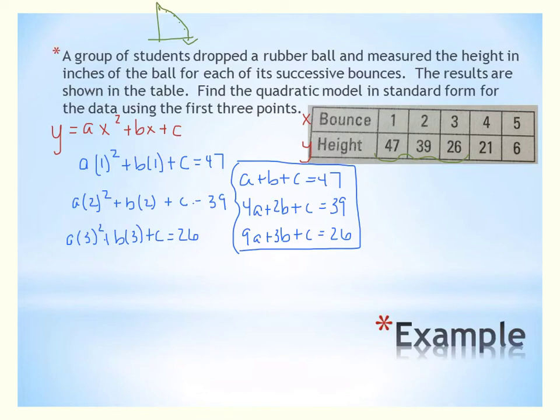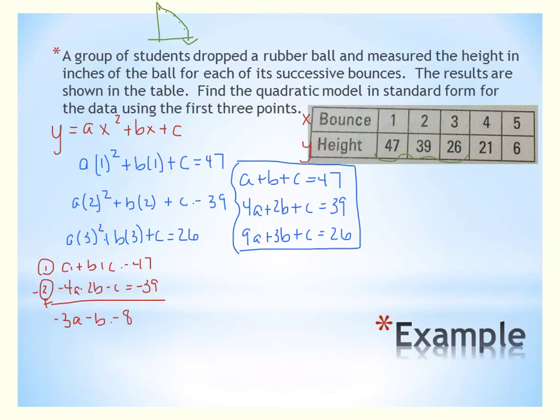So I'm just going to go ahead and use elimination, and I'm going to eliminate c's. That looks to be the easiest. So I'm going to multiply equation 2 by negative 1. So this is a plus b plus c equals 47, and negative 4a minus 2b minus c equals negative 39. And remember, we want to add them together. So this is negative 3a minus b. The c's cancel.